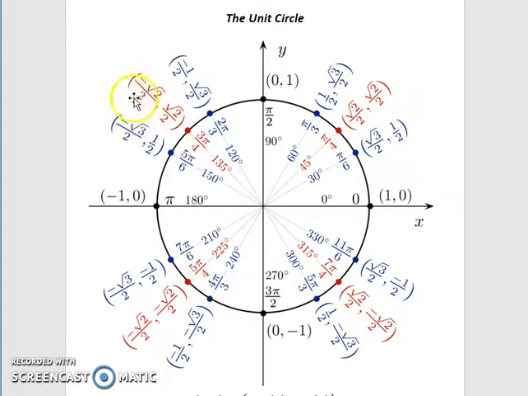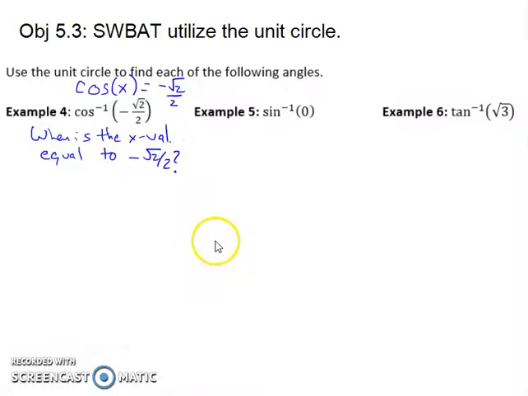So I see one right here. Negative root 2 over 2 is the x value for 135 degrees in the middle of quadrant 2. And I see one down here. Negative root 2 over 2 is the x value of 225. We usually get two answers on the unit circle, but sometimes just one. So there are two answers here. They are, as I said, 135 degrees and 225 degrees.